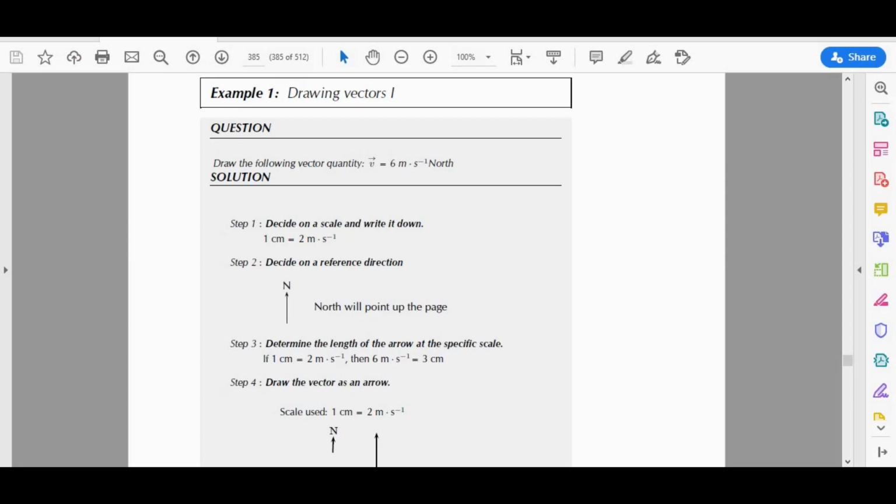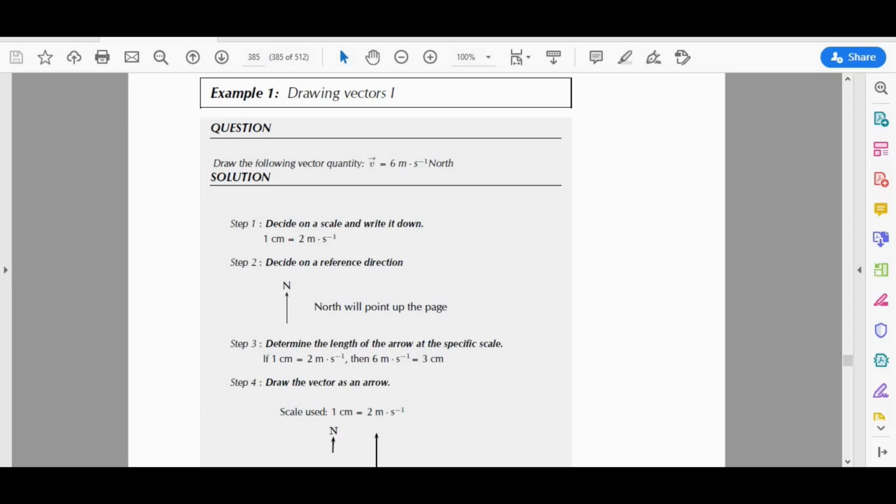So looking at the first example here out of the Siyavula textbook, having a look at a textbook example before we look at another one. They ask us to draw the following vector quantity v with the arrow on top, meaning that it has direction. So it's a vector, so it's not v for speed. Sometimes v is also used for speed instead of s. But v with a direction arrow on top indicates it's the vector velocity, equals 6 meters per second north.